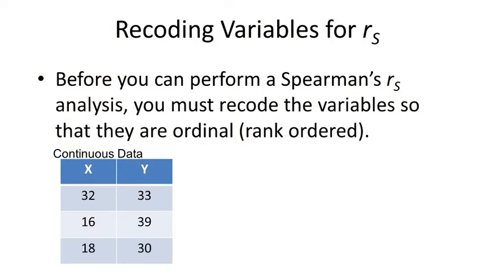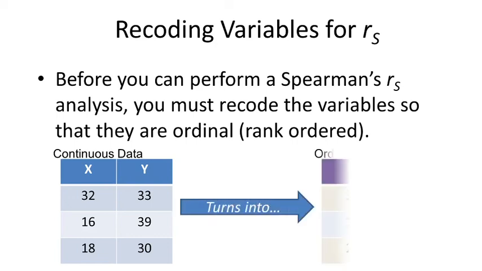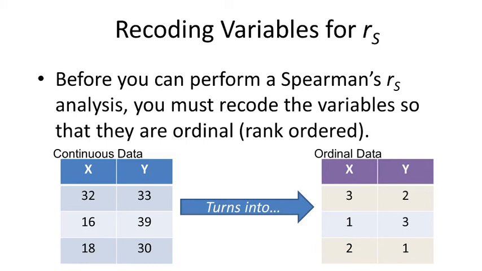To do a Spearman's R, you have to alter the data. So we want to look at x and find the lowest value and give it a 1. The next lowest value gets a 2, the next lowest value gets a 3, and so on. So that kind of data will turn into this kind of data. If you just compare them real quick, the highest value for x was 32, so that should get the highest x value in the ordinal data, which would be a 3.